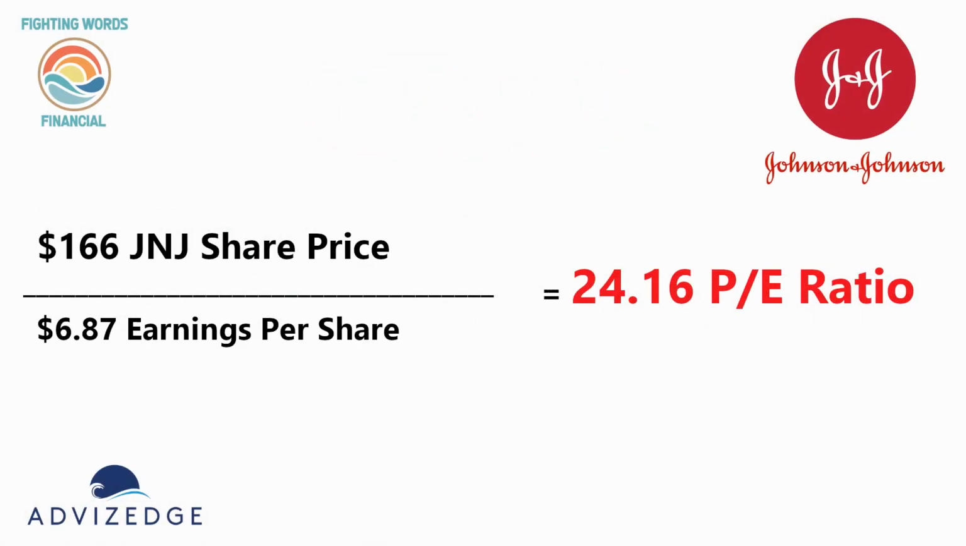For instance, if in our example above, Johnson & Johnson was currently trading at $166 a share, it would have a price to earnings ratio of 24.16. So that is $166 share price divided by $6.87 in earnings per share. That's going to give us a price to earnings ratio of 24.16. Awesome. So now we know earnings per share and the price to earnings ratio. So what can we do with those?